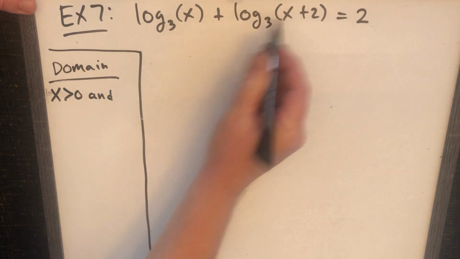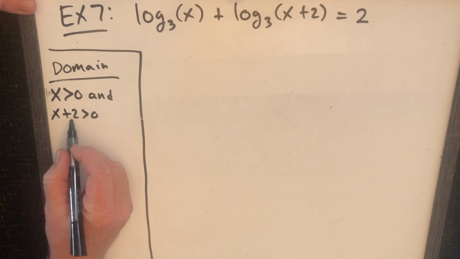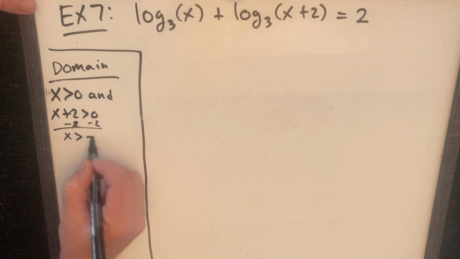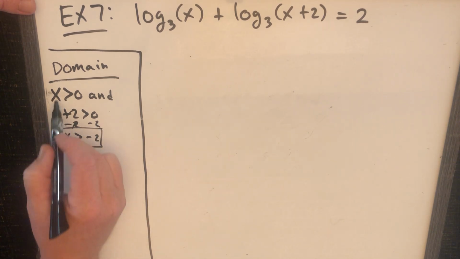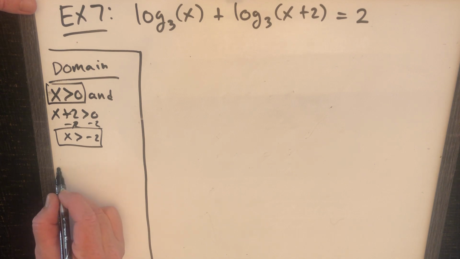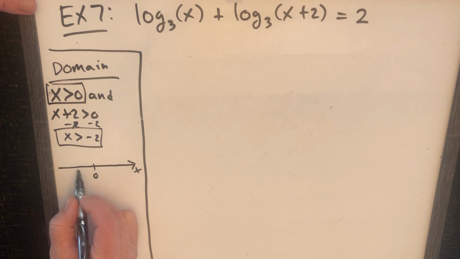And x plus 2 must be greater than 0. So x plus 2, x must be greater than negative 2, and x must be greater than 0. All right. So you can think of that as a number line. Here's your x number line. Here's 0. Here's negative 1, negative 2.